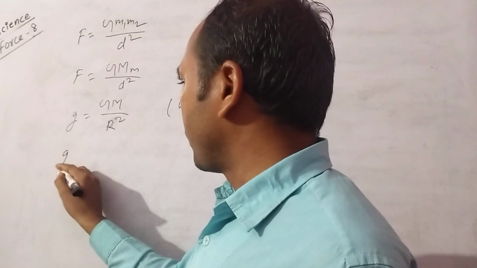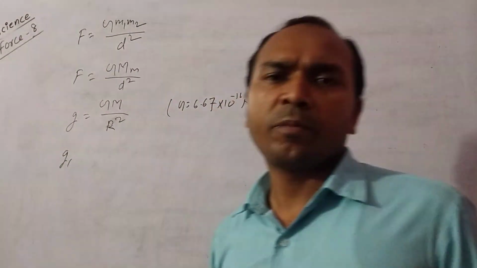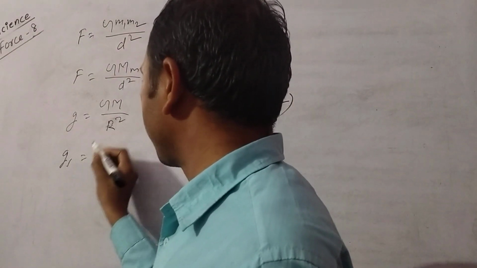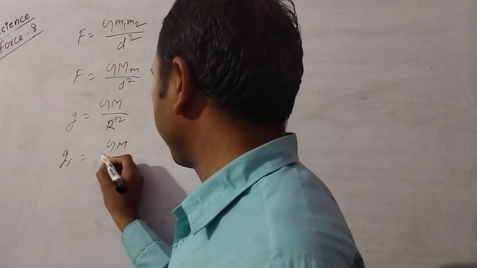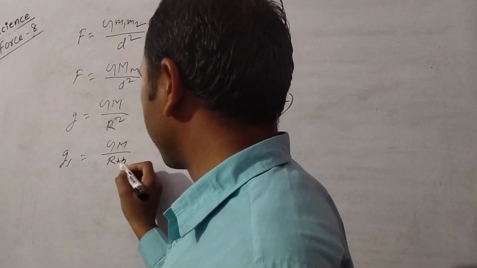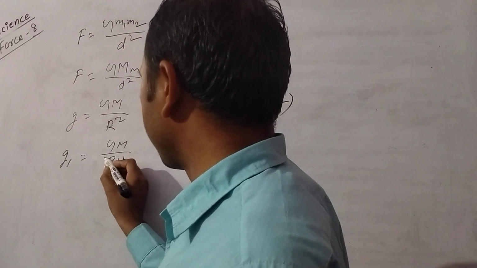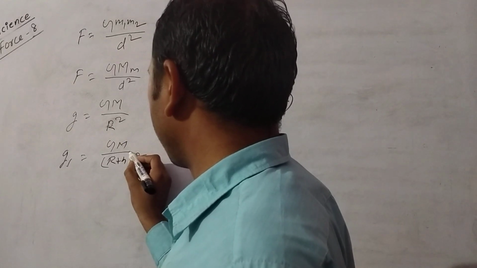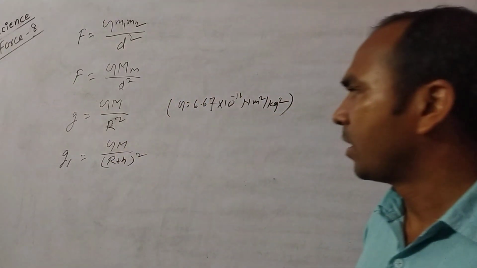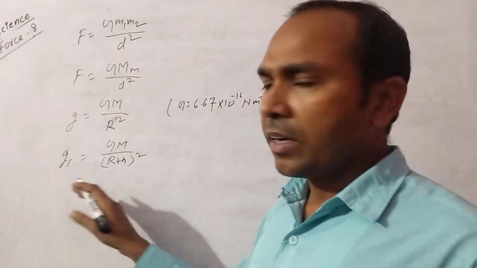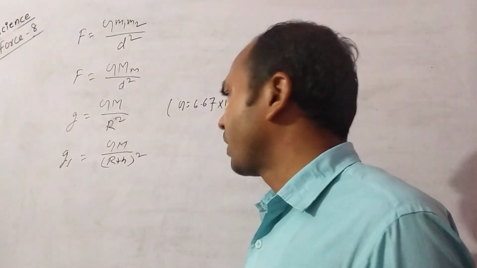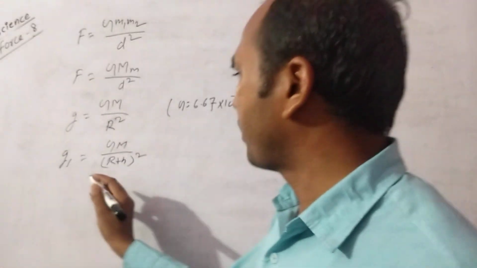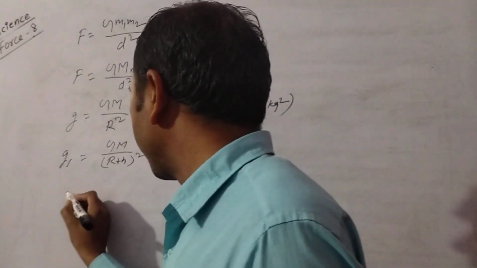Another, when we have to find the acceleration due to gravity at a height from the earth's surface, then we have to take this formula: G M by r plus h, whole square. This is the formula when we calculate the acceleration due to gravity at a height from the earth's surface. These all are the formulas used to calculate different numericals.